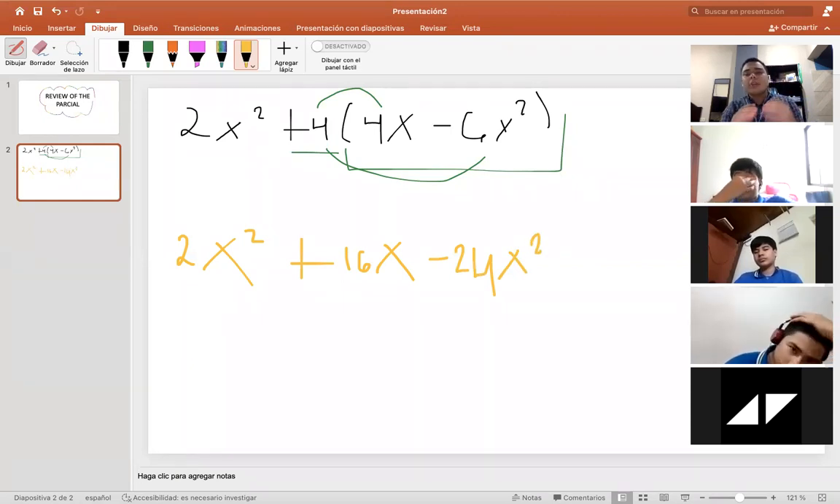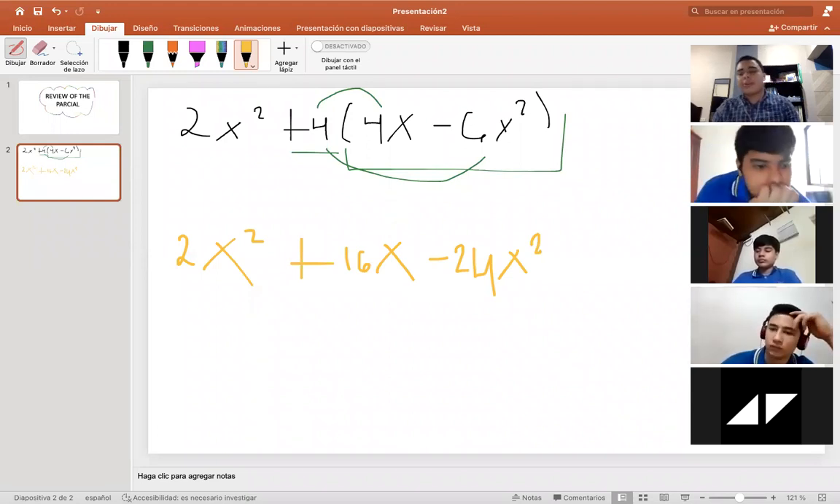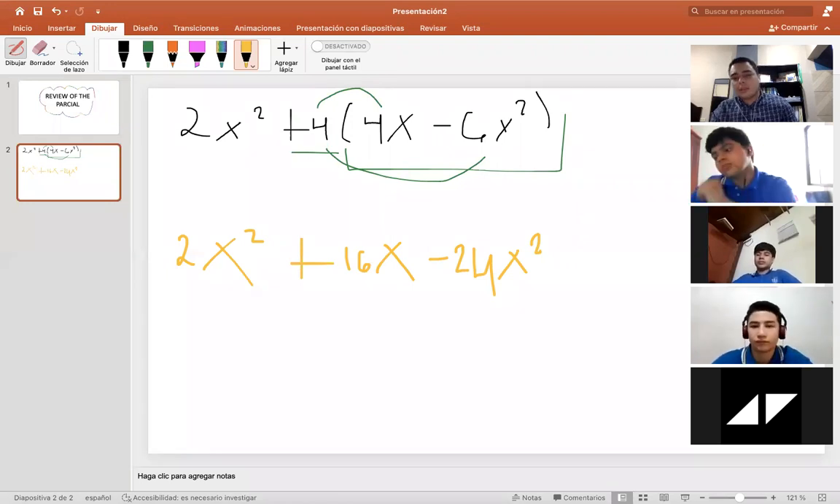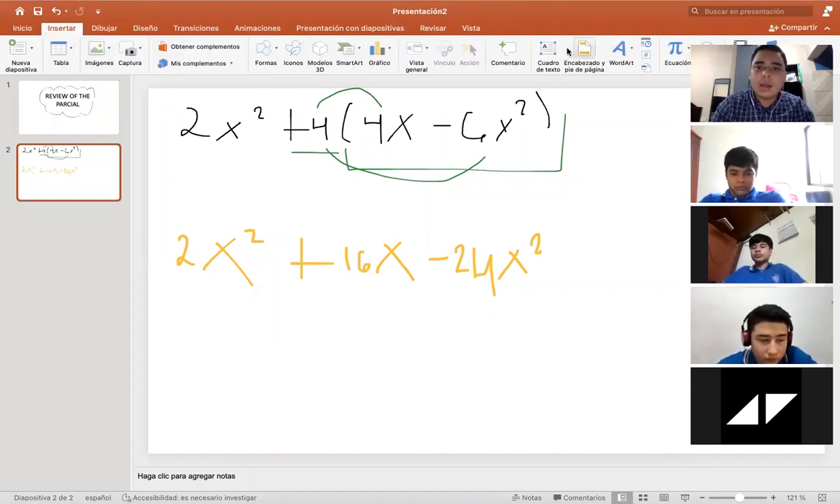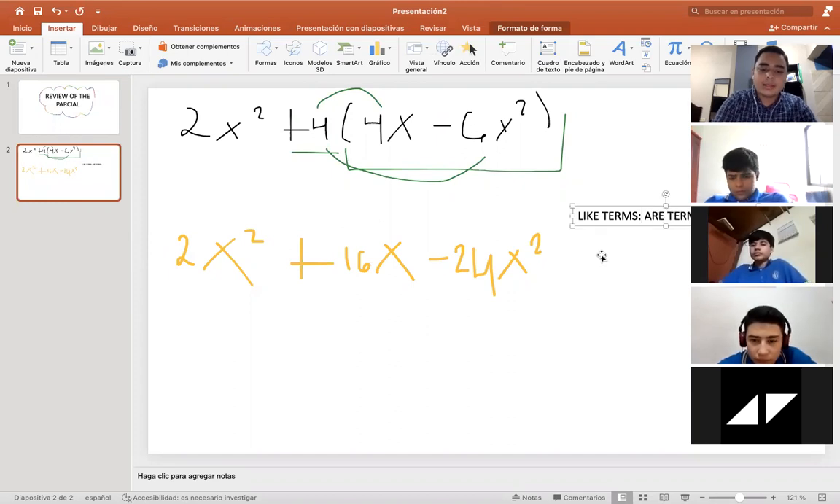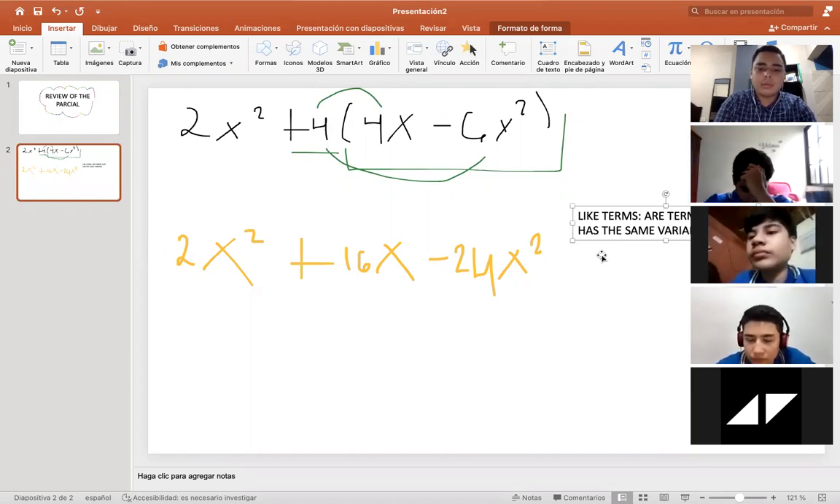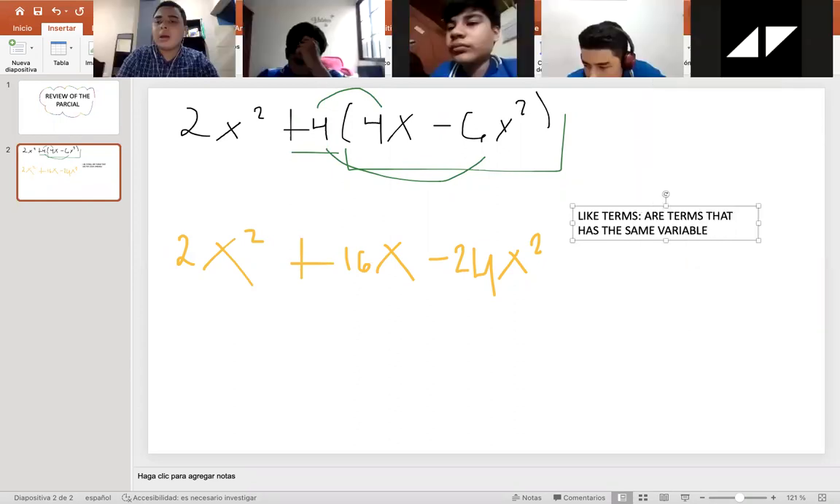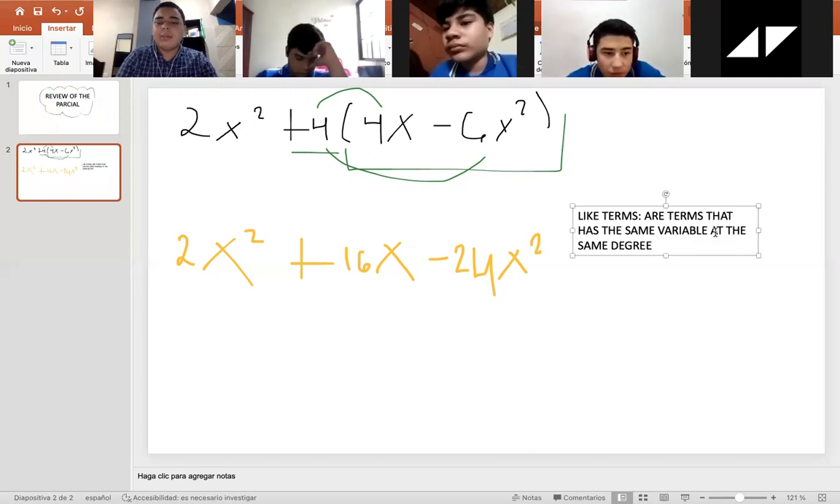Now, we saw something called like terms. Like terms are terms that have the same variable with the same degree. I'm going to write it in here. Like terms are terms that have the same variable at the same degree.